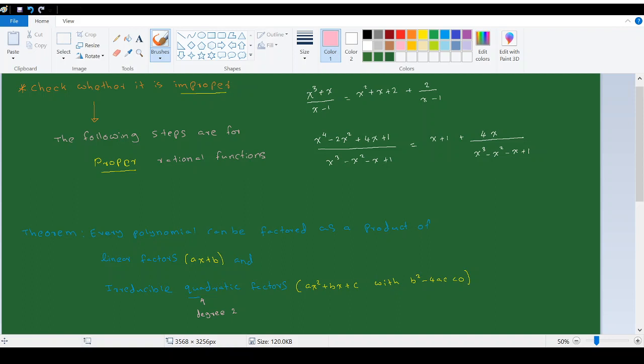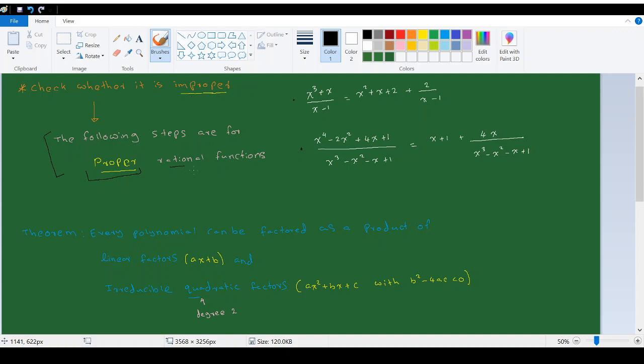Before moving into the methods of computing partial fractions, I need to highlight two important points. The first one is, as I explained before, we need to check whether the function is improper, and if it is improper, as I did in these examples, we should do the long division. And the steps that I'm going to explain are valid for a proper rational function.